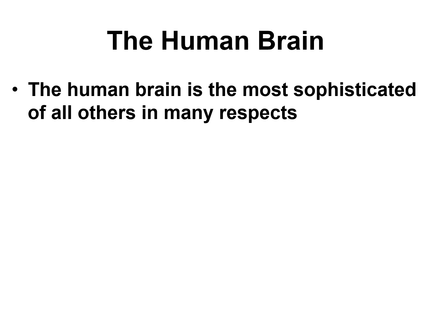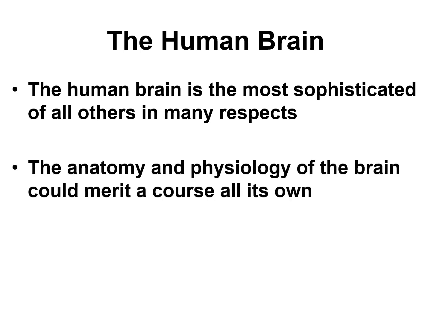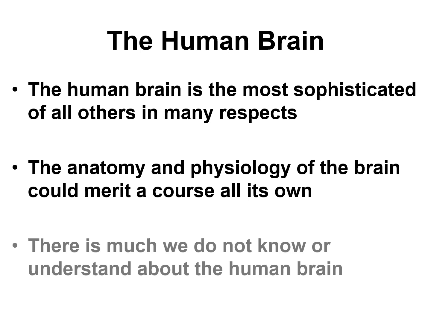The brain is a very sophisticated organ, and the human brain is the most sophisticated compared to the brains of other animals. And there is much we don't know about the brain, and of what we know, we're only going to cover a small amount. The study of the anatomy and physiology of the brain itself could be a course.